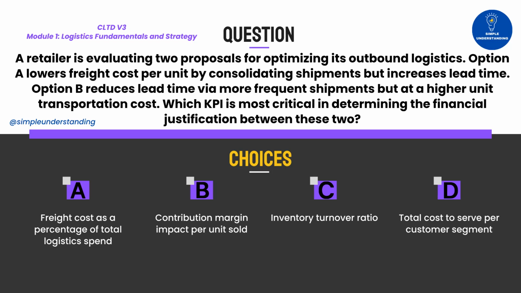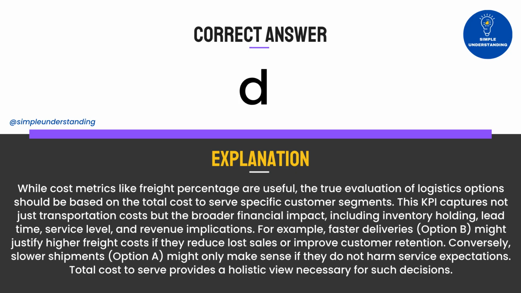A. Freight cost as a percentage of total logistics spend. B. Contribution margin impact per unit sold. C. Inventory turnover ratio. D. Total cost to serve per customer segment. Correct answer, D. Explanation. While cost metrics like freight percentage are useful, the true evaluation of logistics options should be based on the total cost to serve specific customer segments.